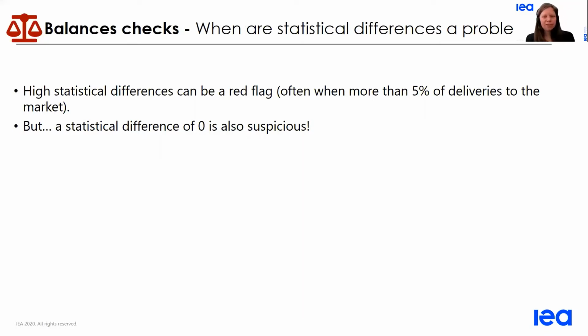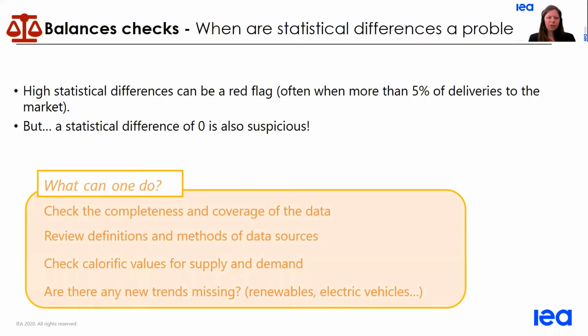But as mentioned by Byung-ho previously, a statistical difference of 0 is also suspicious because we wouldn't want to hide the statistical difference in our data. We would want to show it, to say, okay, we have different sources. This is what is coming out of it, and then try to work with the different sources to reduce the statistical difference. So what can one do?